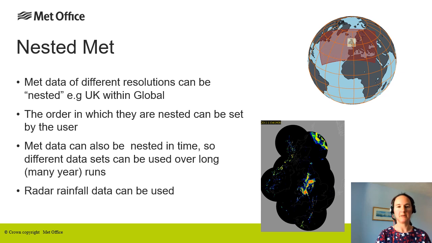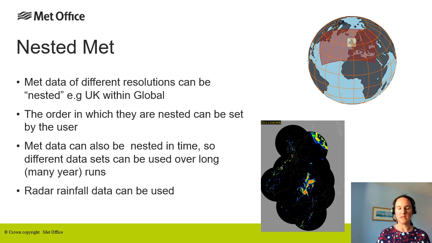You can also nest metadata in time, so it might be that you want high resolution metadata initially in your run, and then going further out in time you might want to move to coarser resolution metadata, and that's also possible in NAME. So finally, you can also use radar rainfall data.